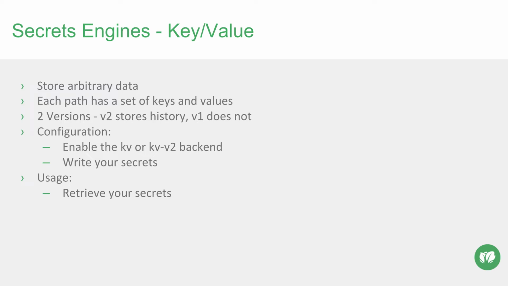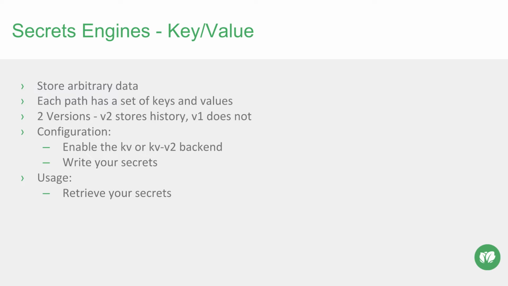There's two versions of the secret engine at this point. There's a V1 and a V2. V2 stores history is the big difference. The APIs are slightly different between them. So if you have code that works with V1, you do have to make changes to make it work with V2. It's mostly just some of the paths are a little bit different. A lot of the client libraries will abstract that away from you, though.